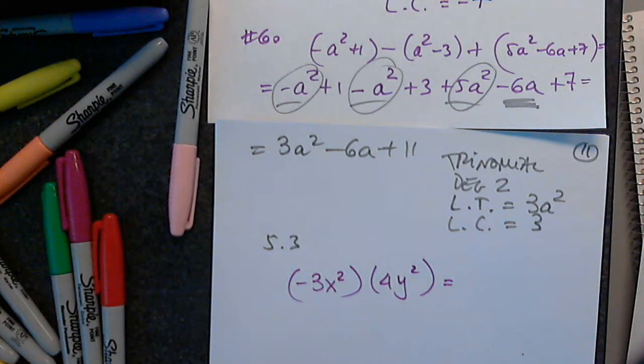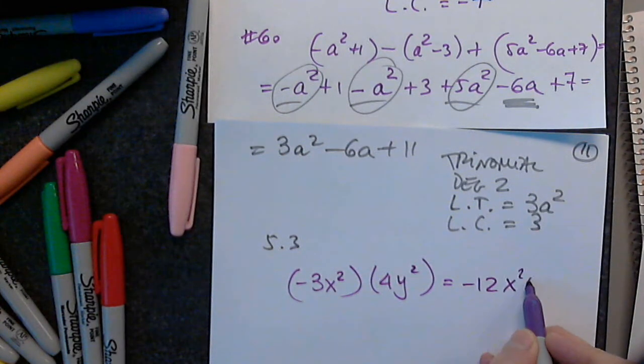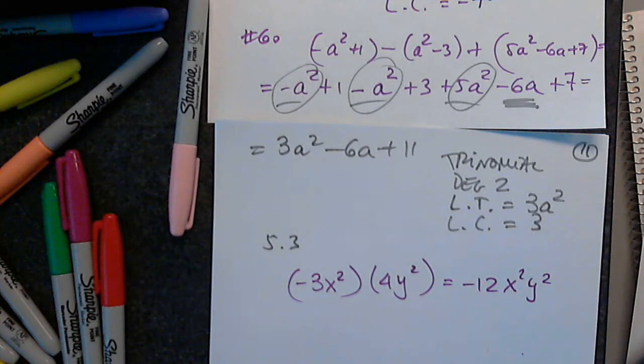We've done this before. This is not the first time. An hour and a half ago, we did the same thing. So I multiply the numbers first. What do I get? 12. And then x squared y squared. And this is it. Is this a monomial? Yeah. What is its degree? 4. Perfect. Leading coefficient? -12. That's it.